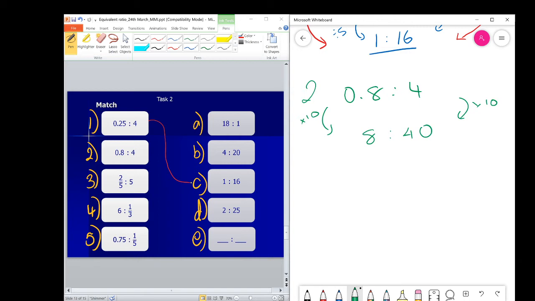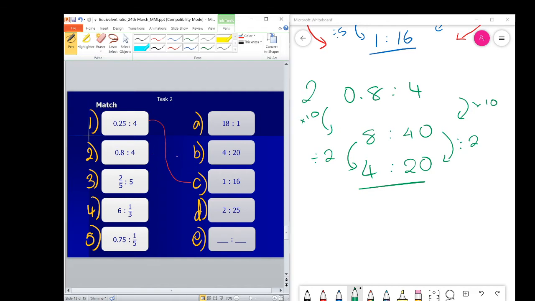But that's not simplified. They are both in the 2 times table. Now really, I should have divided by 8 to make it simpler, but actually, because of the answers that were on there, I don't need to. So 4 to 20, because that's the answer there.